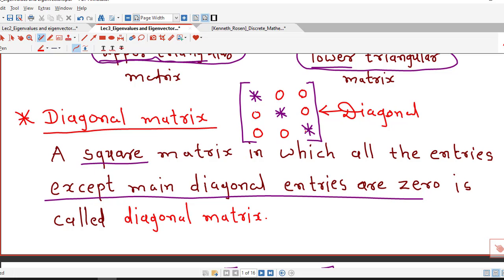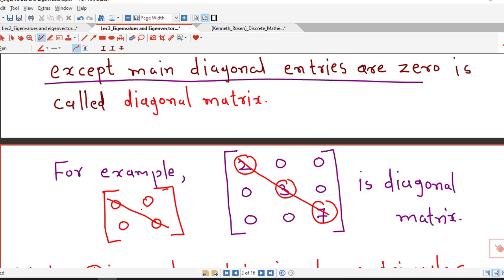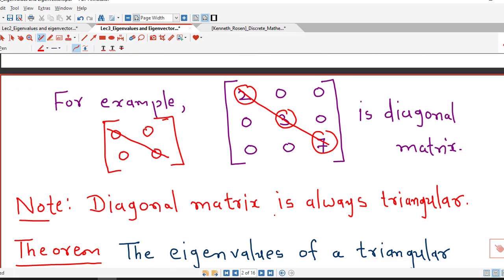So we can see a diagonal matrix is upper as well as lower triangular. It is upper triangular because all the entries below the main diagonal are 0. It is lower triangular because all the entries above the main diagonal are 0. So a diagonal matrix is always triangular. This is an example of a diagonal matrix. This is the diagonal of this matrix and all the entries except these 3 entries are 0. We can consider the 0 matrix also. The 0 matrix is always diagonal because if this is the diagonal, then the remaining entries are always 0. So as we discussed, a diagonal matrix is always a triangular matrix.